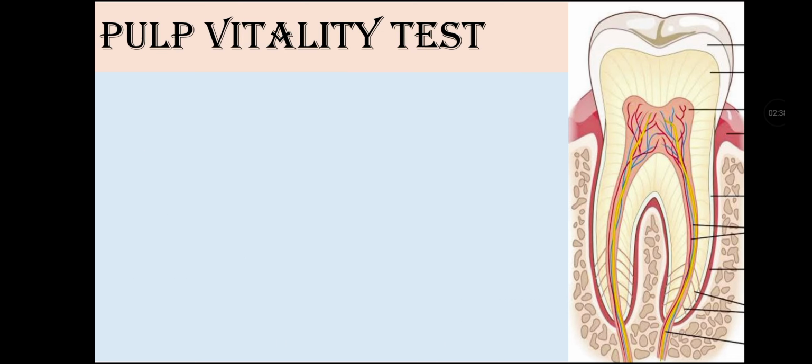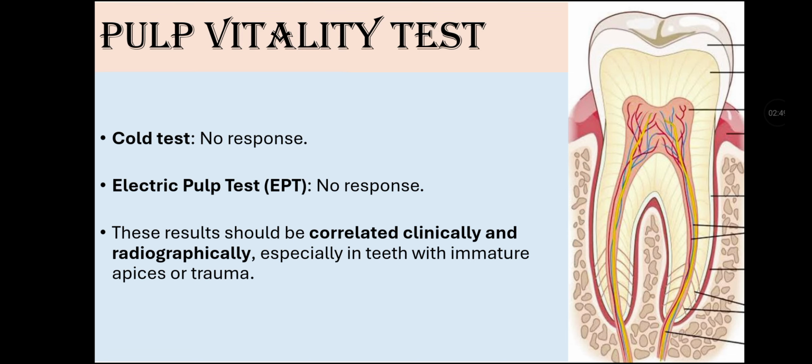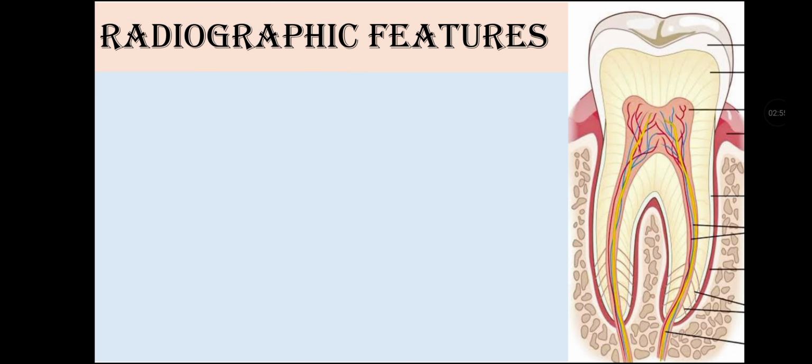Now talking about pulp vitality test, if we do cold test, there is no response of the pulp because the pulp is dead. In case of electric pulp test, there is no response, and these results should be correlated clinically and radiographically, especially in teeth with immature apices or trauma.